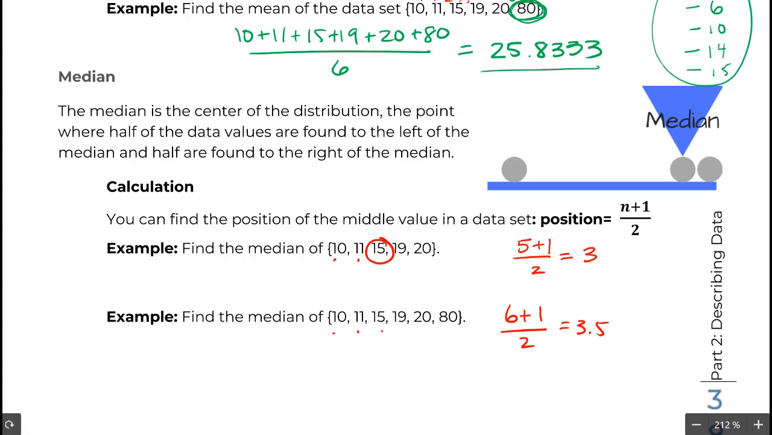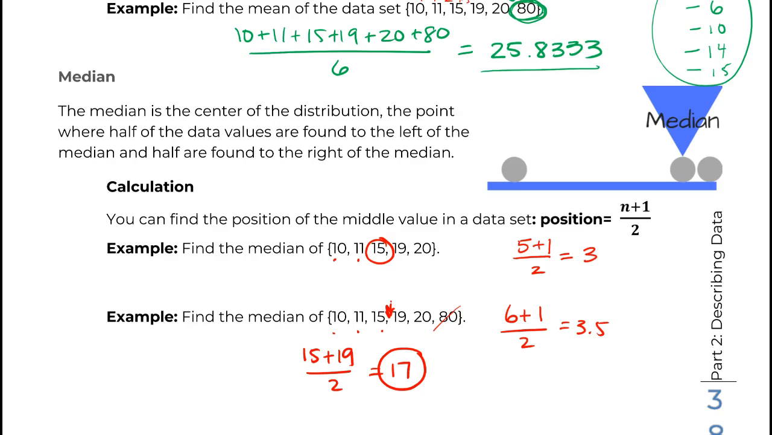So 1, 2, 3.5. My median would be there. Remember, if we end up directly between two numbers, you're just going to average them. So 15 plus 19 over 2, 17 would be my median, right? And this looks like a much better measurement if you think about this 80 as potentially being an outlier, some problems, especially with our realtor, to look at in terms of our center.